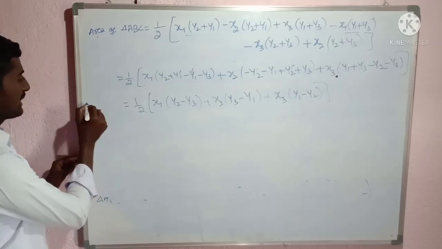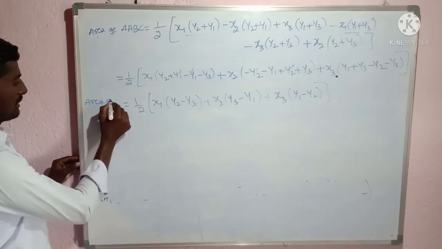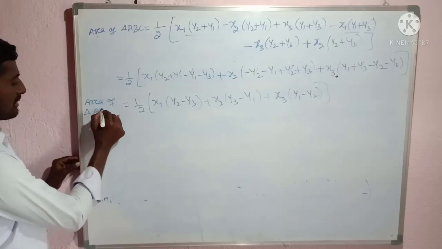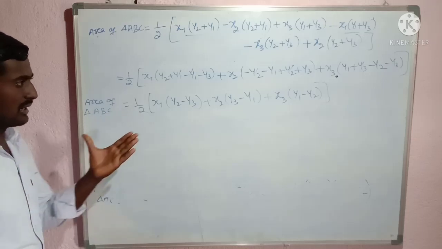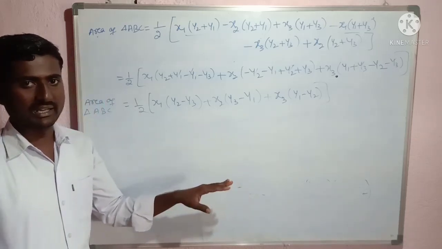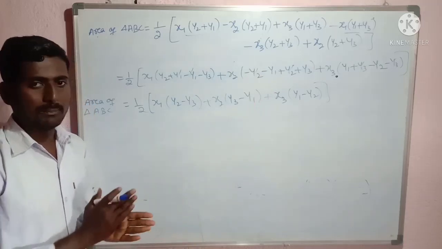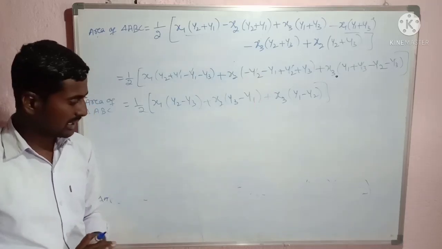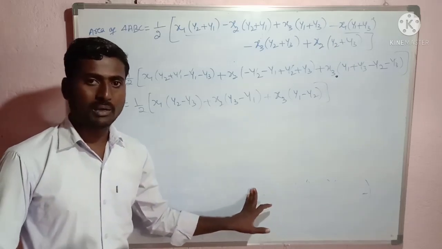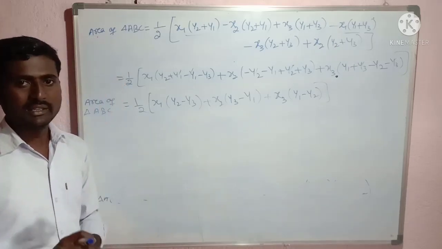What is that? Area of triangle ABC. So this is the proof for area of triangle. Just write in our notes only. So this completes the chapter coordinate geometry. So now we will solve some applied questions on this chapter in the next class.